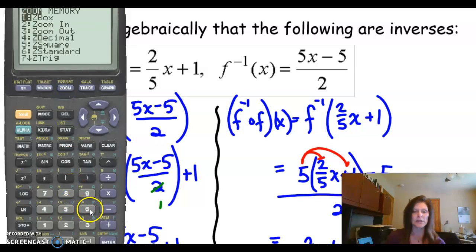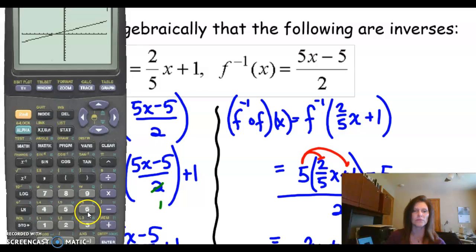Let's take a look in the standard window. Here's our first one, and then here is our second. Now, if you could imagine a diagonal line going through the origin here, we would see that those two do actually line up. So that graphical check is a good way to verify that we did our algebra correctly.